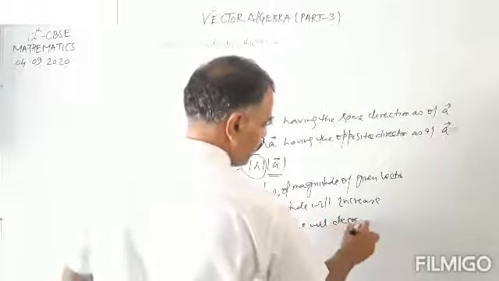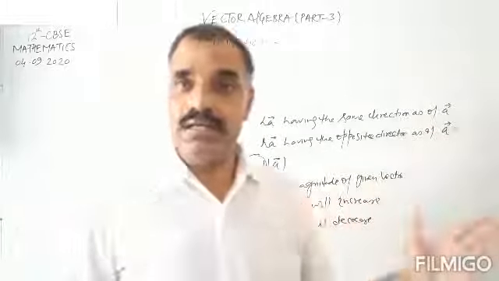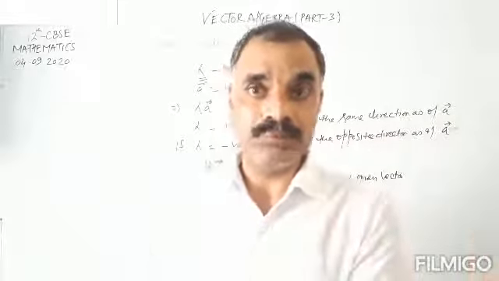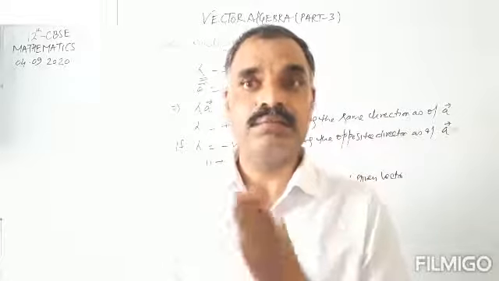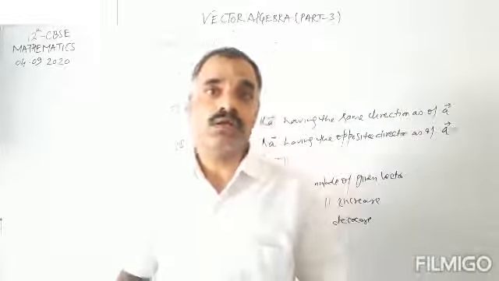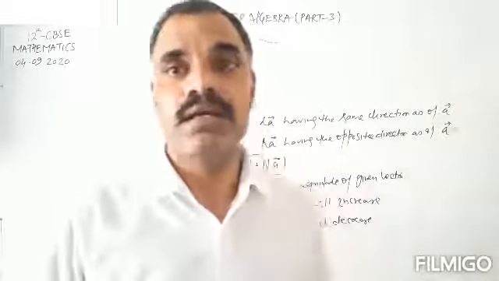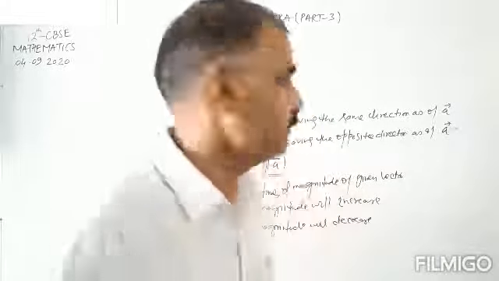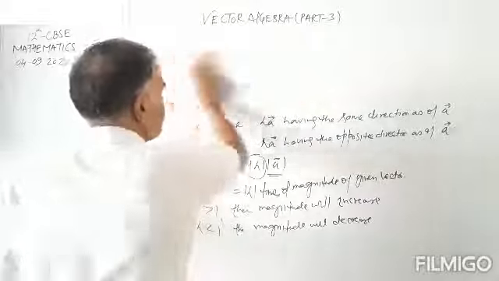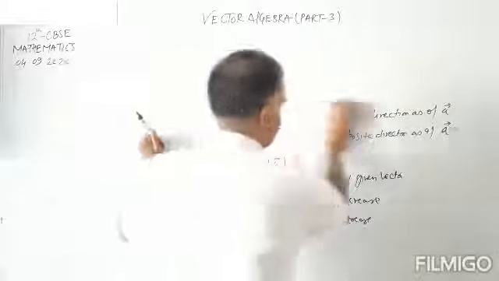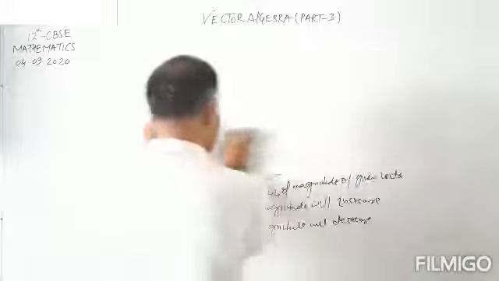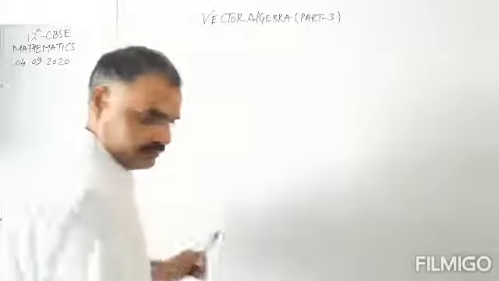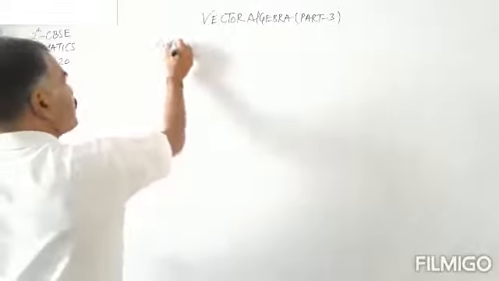decrease. So we can change the direction and we can also change the magnitude by scalar multiplication, by the property of vectors, that is scalar multiplication. So this is all about the scalar multiplication of any vector. Now the properties of scalar multiplication. Write down the next topic, that is properties of scalar multiplication.